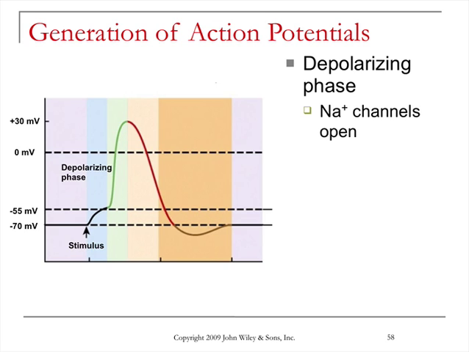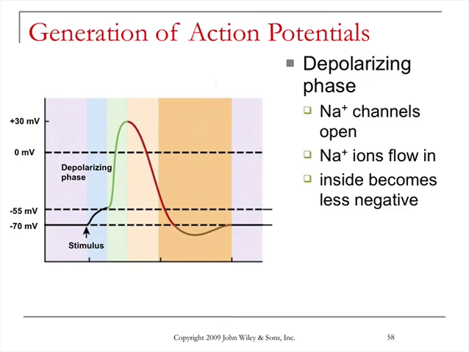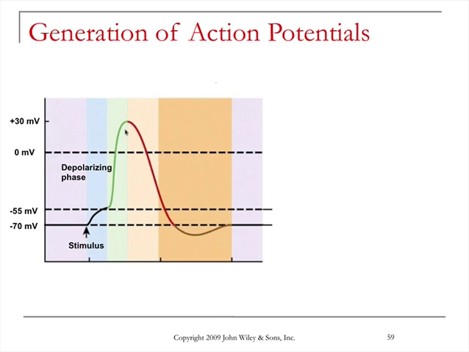This depolarizing phase is due to some voltage-gated sodium ion channels opening up. You'll remember that there is a greater concentration of sodium ions outside of a neuron compared to the inside. And so when these voltage-gated sodium ion channels open up, that will cause sodium ions to flow into the cell. Since sodium ions have a positive charge, then with them flowing toward the inside of the cell, the inside is becoming less and less negative, or in other words, more and more positive. And so the inside becomes less negative, and eventually it gets all the way up to being positive.